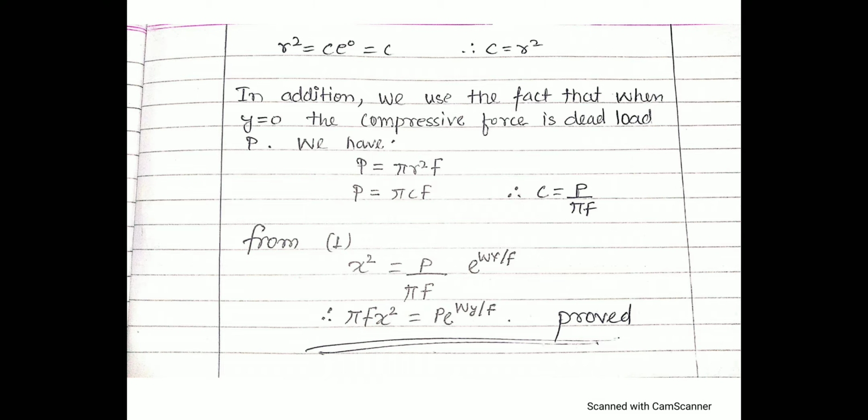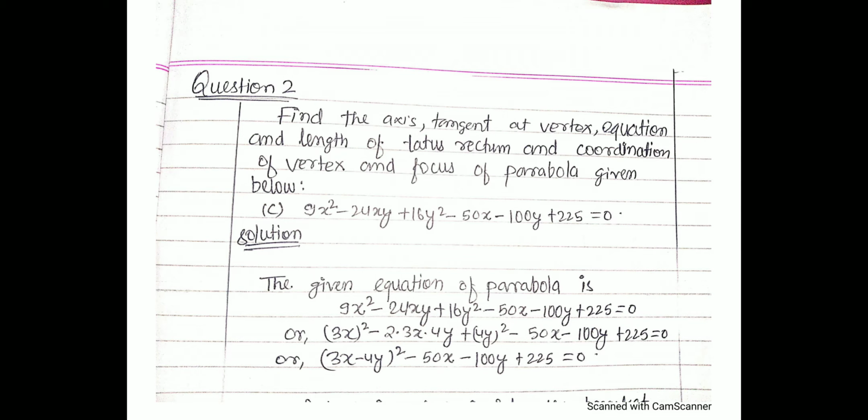Now moving on to the next question, question number 2. We have to find the axis, tangent at the vertex, equation and length of latus rectum, and coordinates of vertex and focus of the parabola given below. The given equation of the parabola is 9x square minus 24xy plus 16y square minus 50x minus 100y plus 25 is equal to 0. Now we have to make it a perfect square.